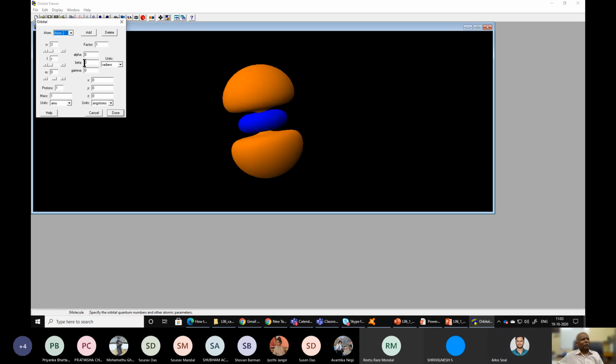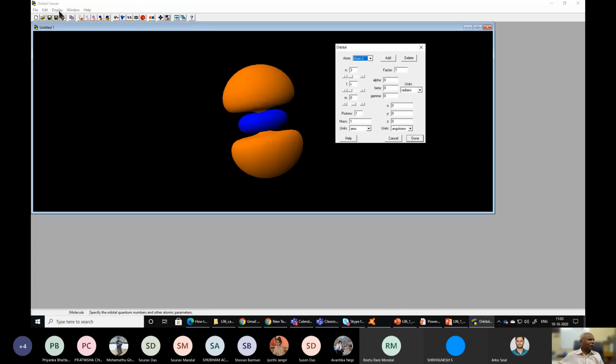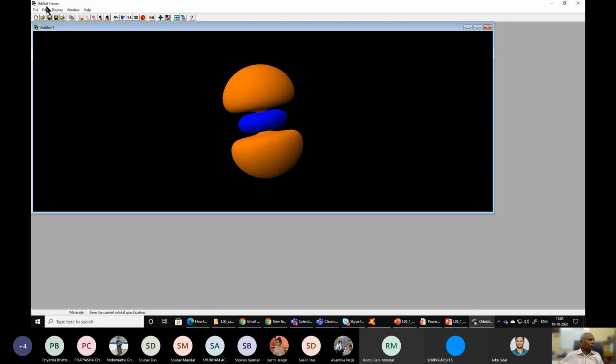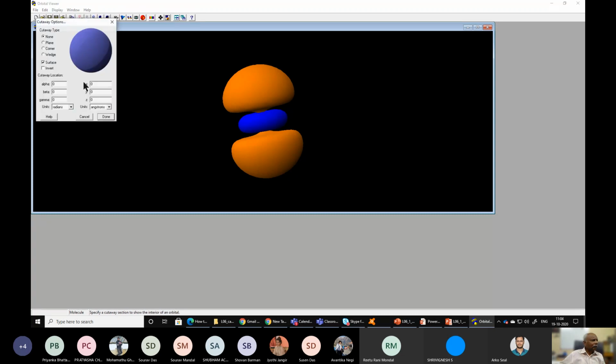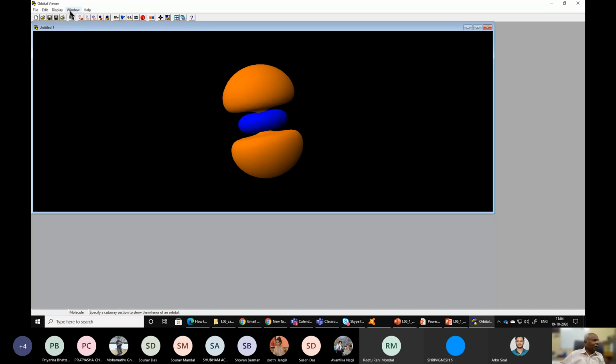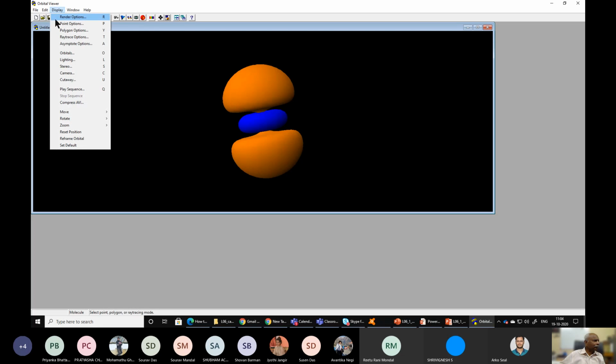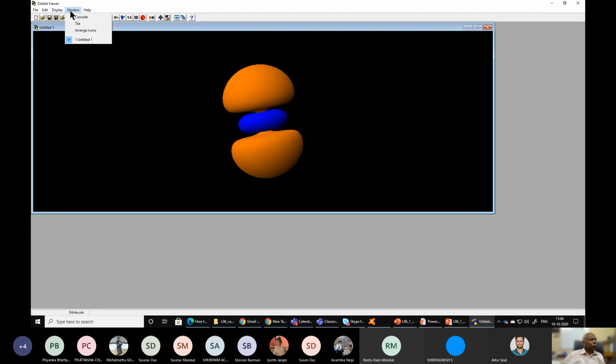There are other programs which show the axis. Maybe display. Let me see. You can cut the orbital in a plane. Those kinds of things can be done. Axis, I don't see. I'm sorry, I have not explored the possibility of showing the axis.